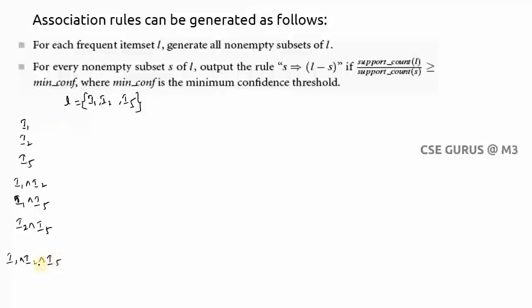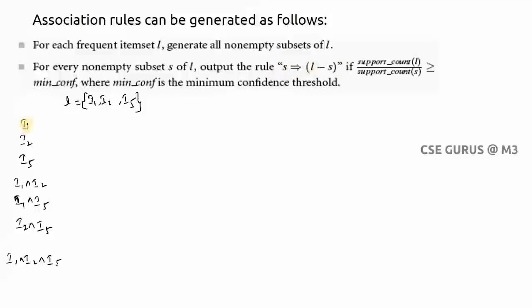So all these are non-empty subsets of {I1, I2, I5} that I've taken. After that, for every non-empty subset S, I'll represent each subset with S of L. Output the rule. What he is saying is we need to write a rule that is S implies L minus S.